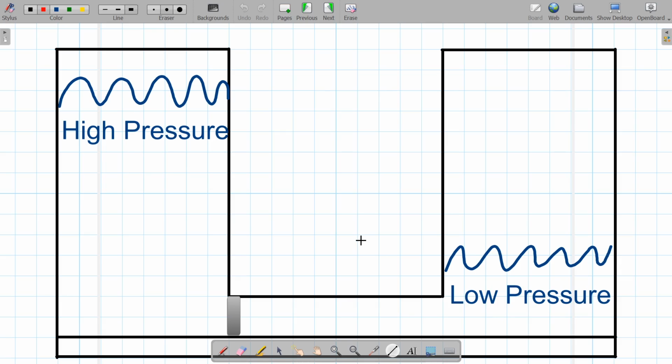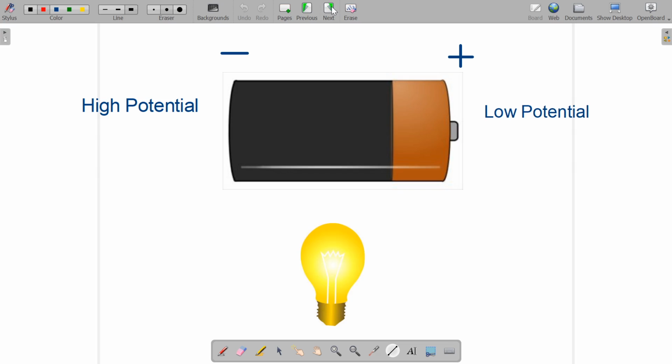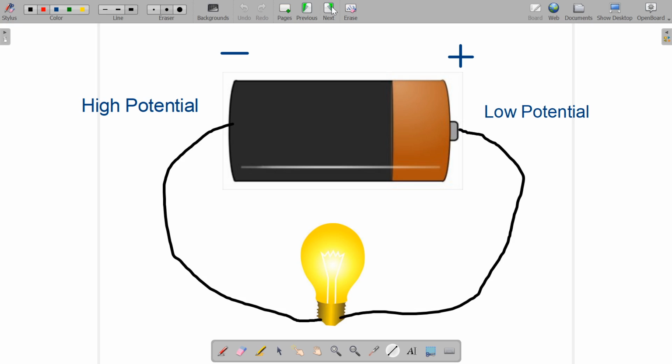and this is exactly analogous to the flow of electricity. If we have a battery, all batteries have a negative end and a positive end. The negative end is usually referred to as the region of high potential, and the positive end is usually referred to as the region of low potential. If I was to connect a light bulb and a copper wire to this battery, just as water flows from high pressure to low pressure, so electricity always flows from high potential to low potential.